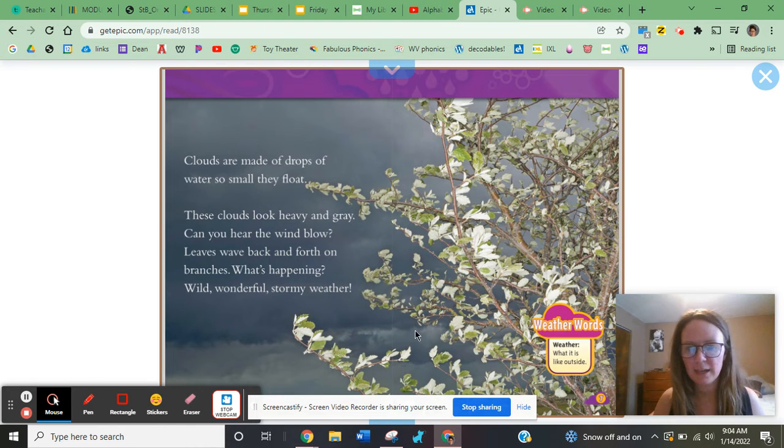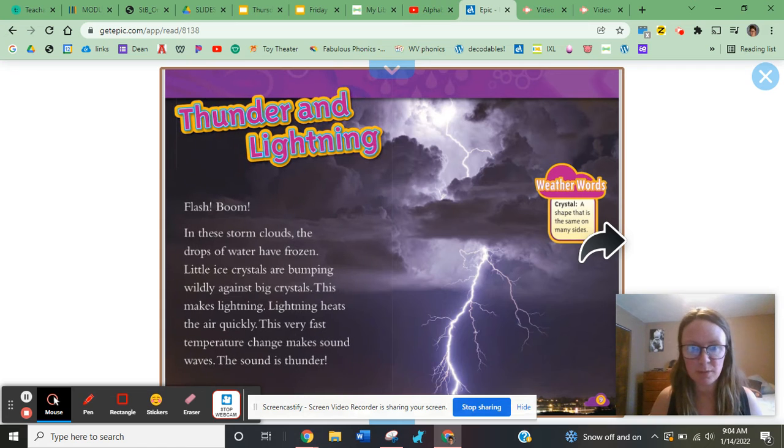So they have pictures. A lot of books have these little word snippets, kind of like what a glossary would do. So if a student or a child didn't know what the word weather meant, they have a little thing down here that tells you, it says what it's like outside. If you have different vocabulary words, you might want to stick those on some of your pages.